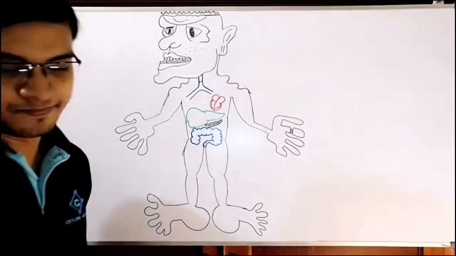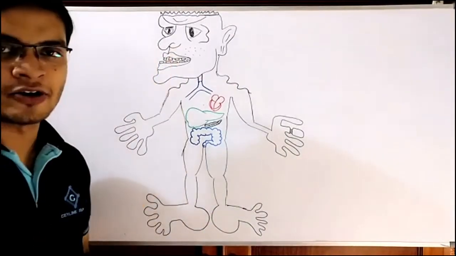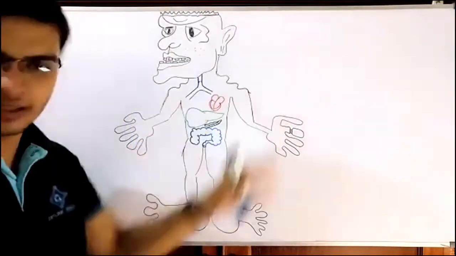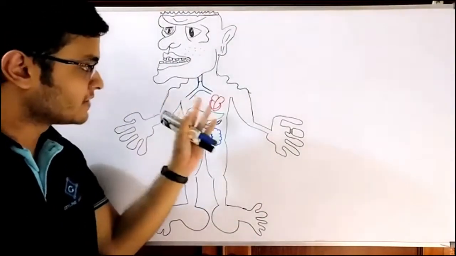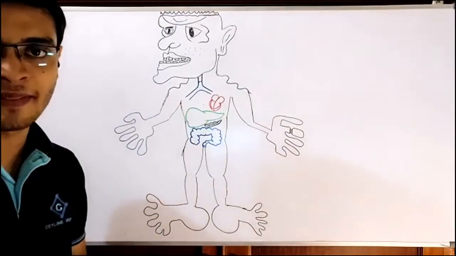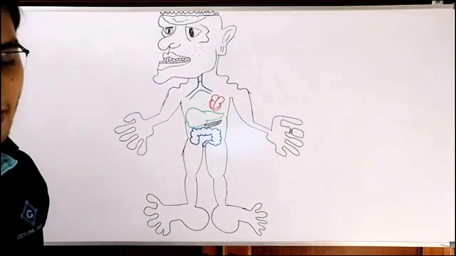Let's look at this, guys. Take one color. We are going to mark him basically in two colors: one, the external features, and the other, the problems inside the body. First, we'll look at the external features, what we see on the outside. Let's start off with the face, guys.